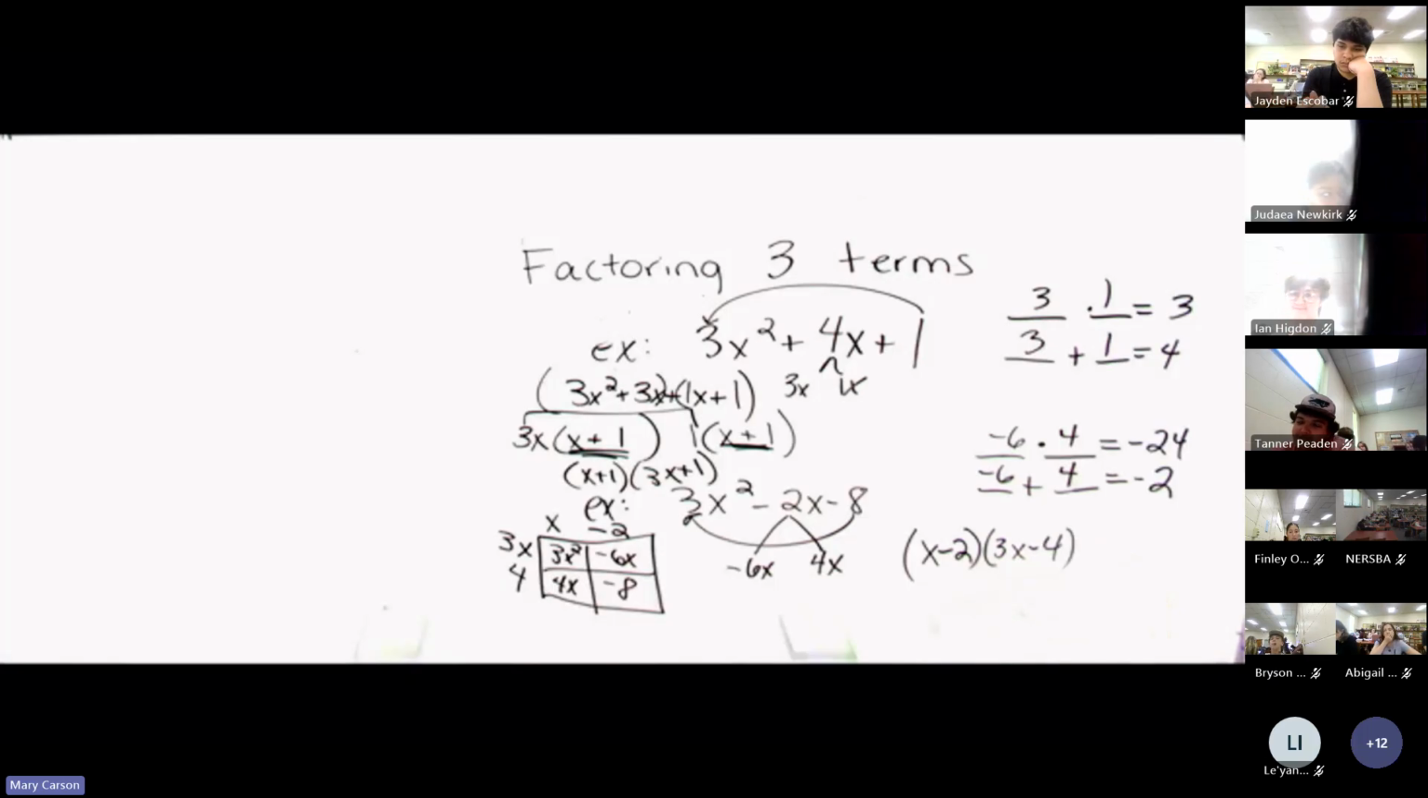Now, I personally like the reverse box better just because it keeps it a little bit organized. That is my preference, is the reverse box. But again, I really don't care which way you guys do it, as long as you do it correctly. Did everybody get this? X minus 2 times 3x. Oh, this should be a plus 4. Excuse me. Everybody get that? X minus 2 times 3x plus 4. Questions on that? Okay. All right.